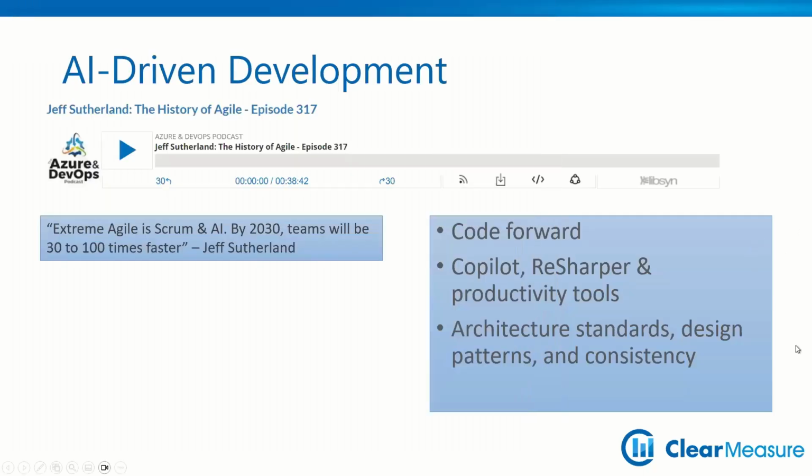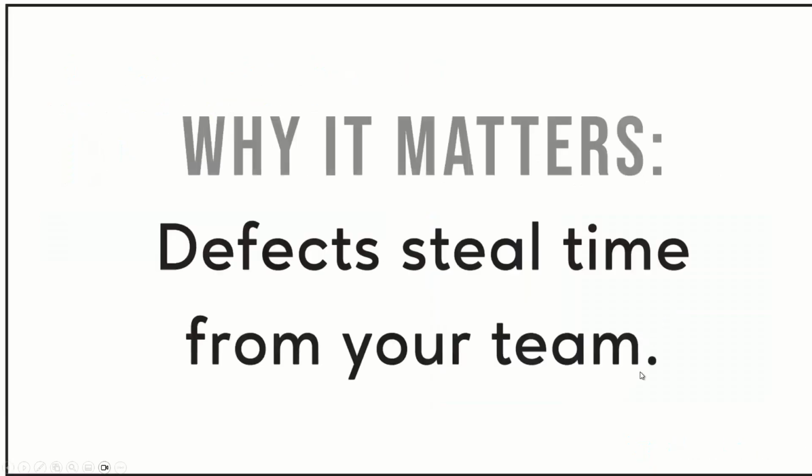Okay. So let's keep going. Now, I've harped on defects. You never want to mess with some AI generated code unless you know the answer to the question, do I still have a stable code base or is something broken? And why it matters? Defects are the worst thing. Defects steal time from your team.